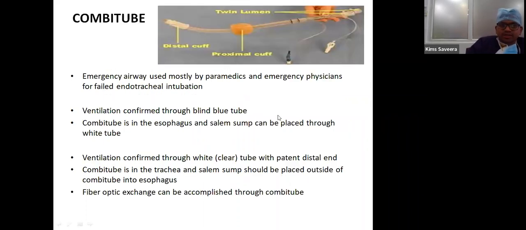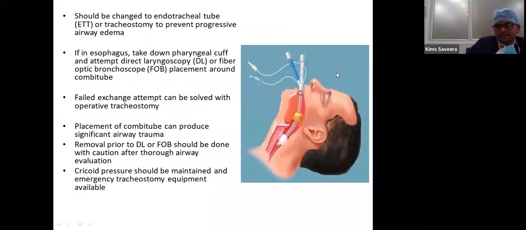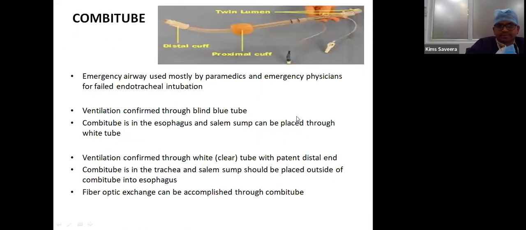This is a Combitube. This is the emergency airway that is mostly used by paramedics and emergency physicians when endotracheal intubation has failed, where ventilation is confirmed through the blind blue tube. In this Combitube, we have seen the distal cuff and the proximal cuff. In the next picture, the distal cuff will be in the trachea and the proximal cuff will be in the oral cavity.